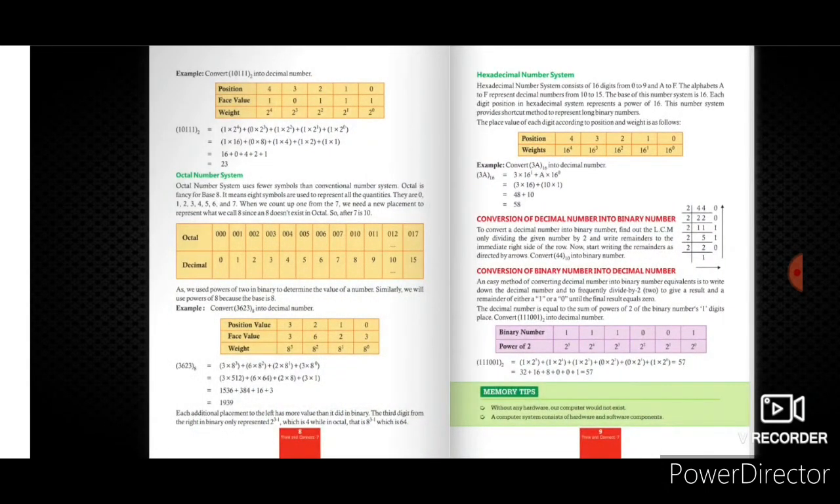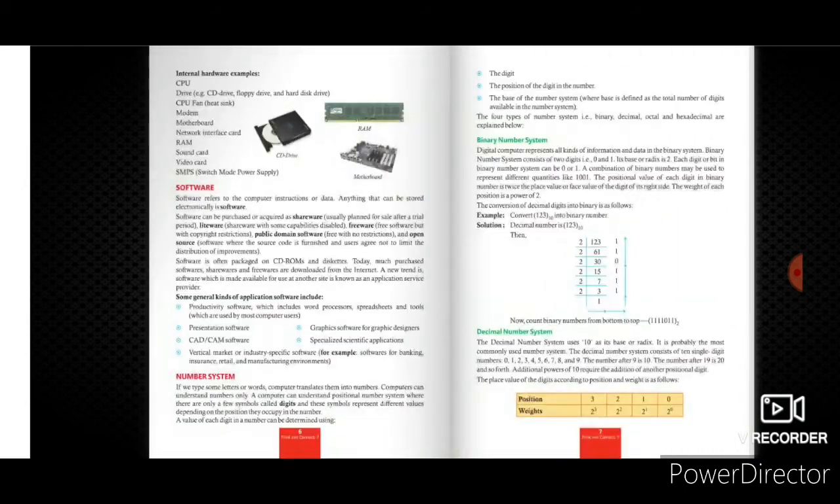Clear? Next question is, what is binary number, then what is decimal number, and then what is hexadecimal number? So what is binary number? On page number 7, see the green letters, binary number system. So you will write the answer. Digital computers represent all kinds of information and data in the binary system, and the binary number system consists of 2 digits, 0 and 1, and its base or radix is 2. Clear? And each digit or bit in the binary number system can be 0 or 1. Till the third line, 0 and 1, you will write the answer.